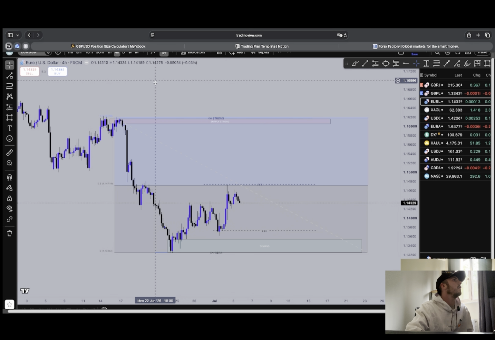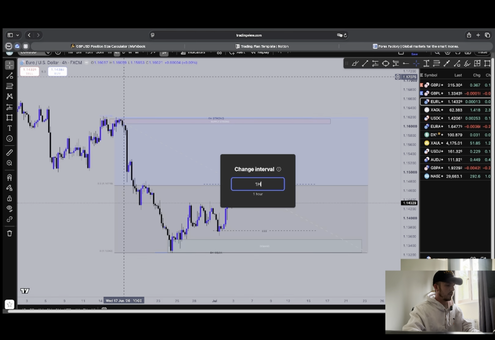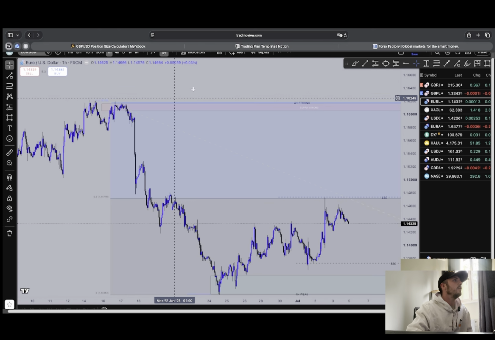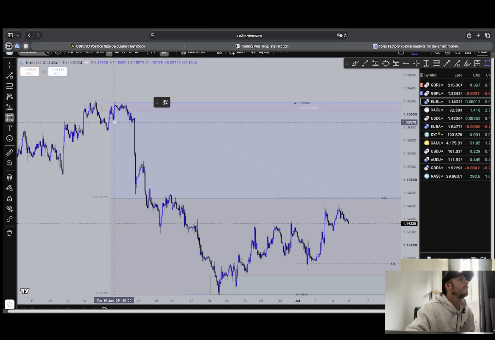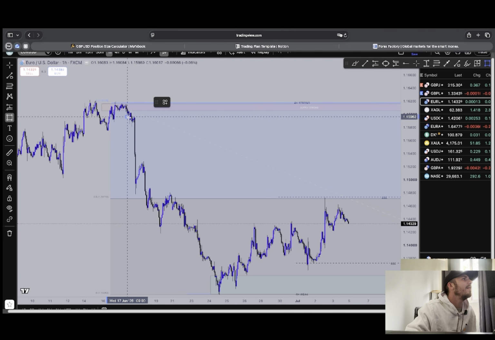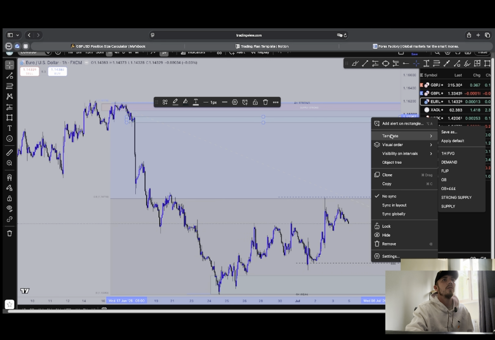Got order block in the 4 hour, sorry. Right, so now we jump down into the 1 hour. This is where we mark out our zones. I keep pressing that. On there. To there. Just like that.